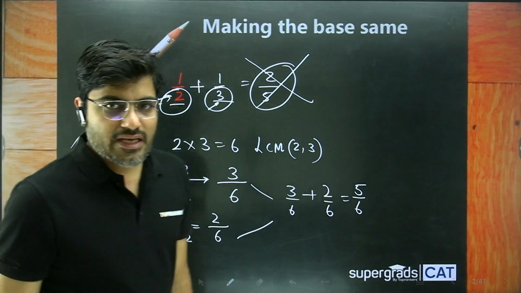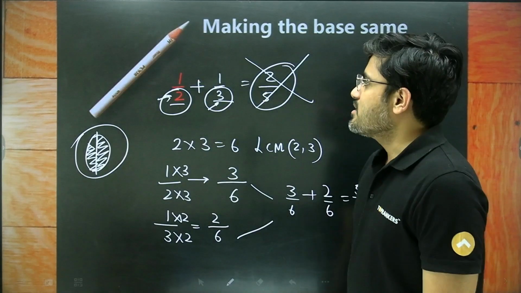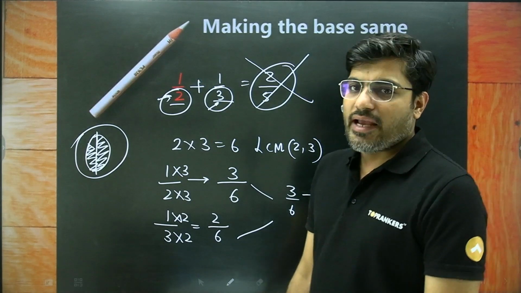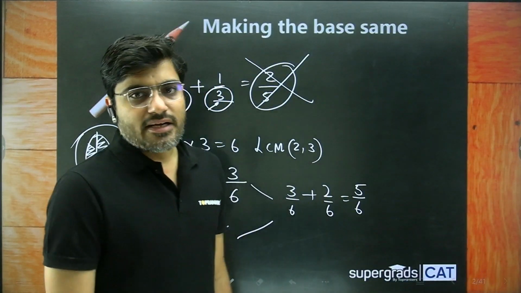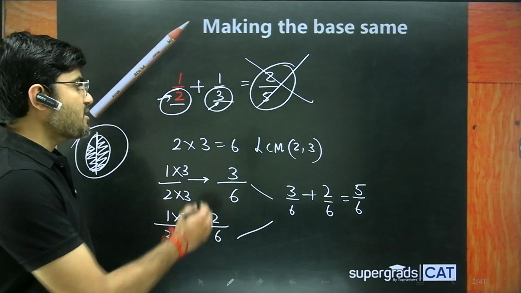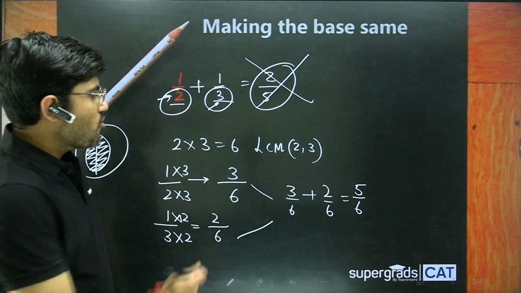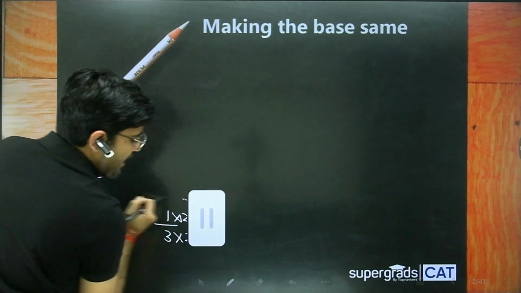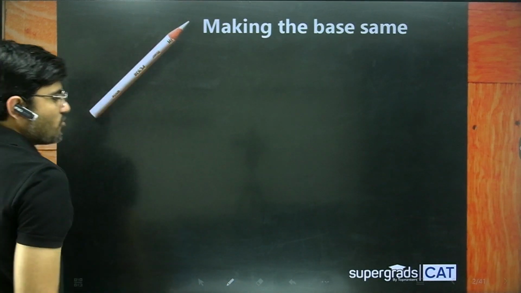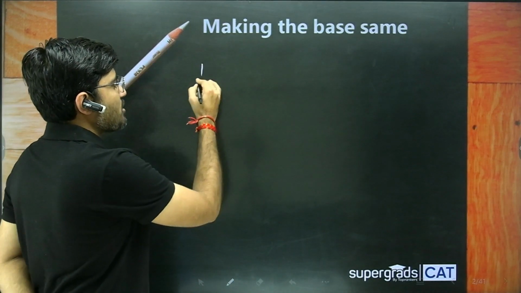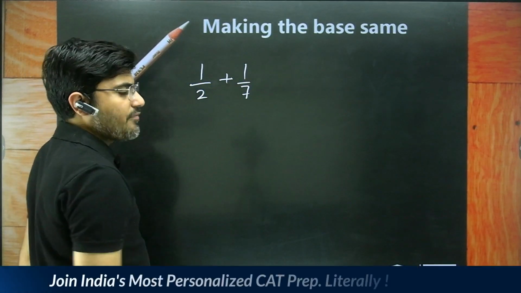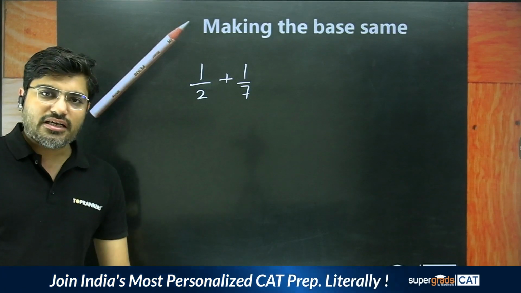So the first thing that you need to keep in mind is making the base same. The most important thing while adding or subtracting fractions, you should make the base same. So let us do more exercise on making the base same. We will not be adding right away, only making the base same. Suppose one of the bases is 2 and one of the bases is 7, and I have to add it, the denominator is 7.